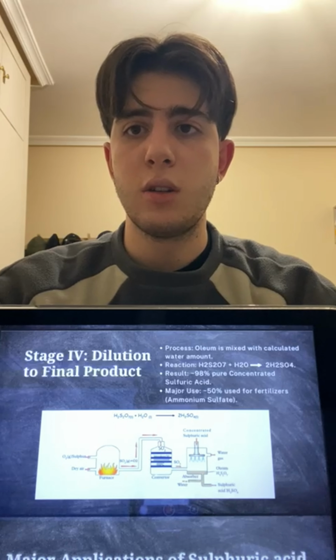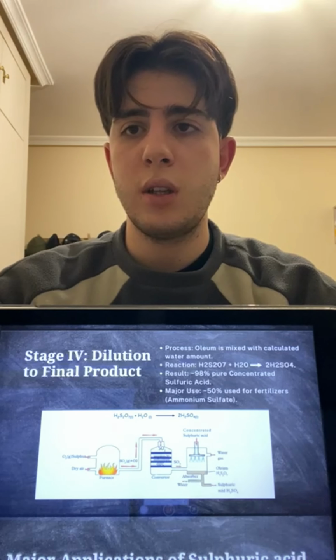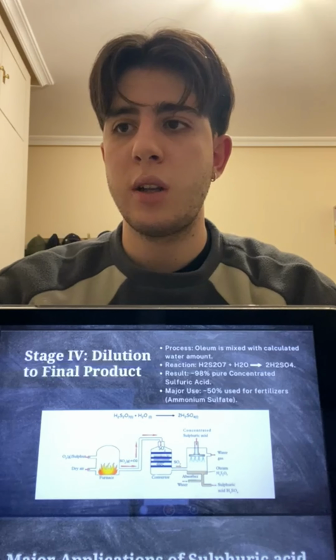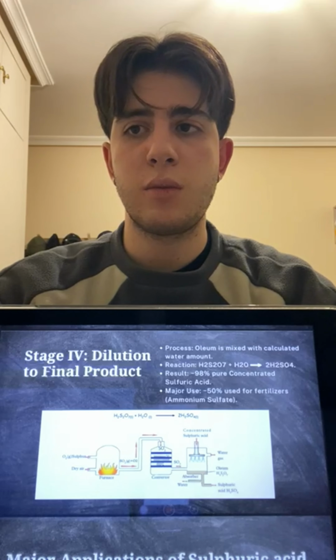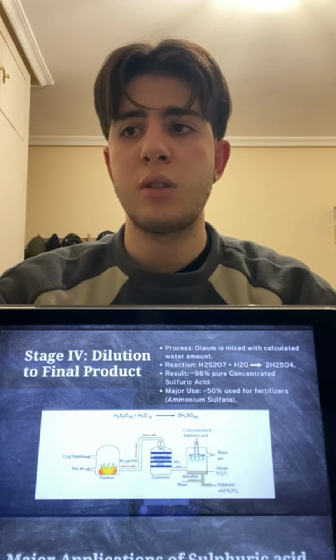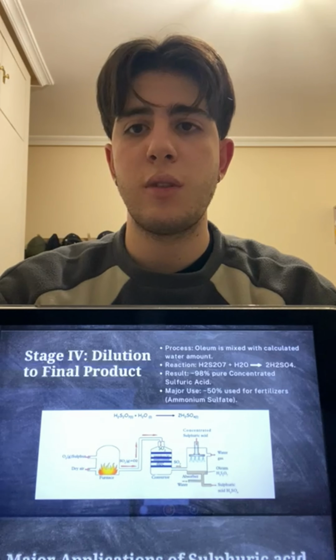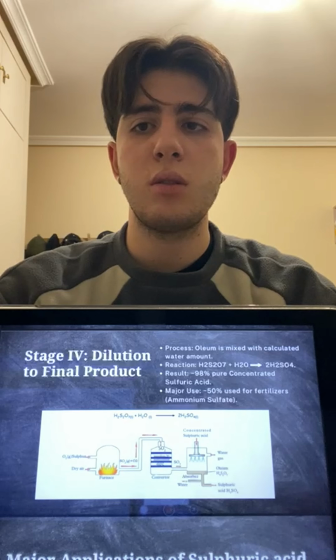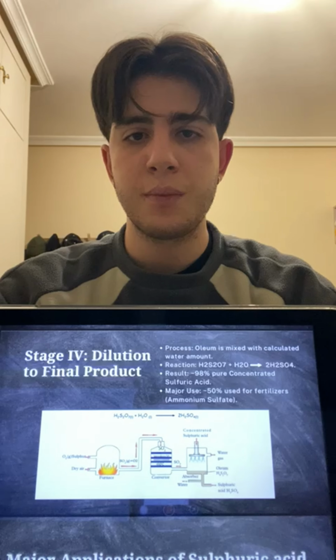Stage 4. Dilution of oleum to form sulfuric acid. Oleum produced in stage 3 is mixed with a carefully calculated quantity of water to give concentrated sulfuric acid. The acid obtained from this process is about 98% pure. About half of this goes directly into making fertilizers, like ammonium sulfate, which helps feed the world. The rest is used to clean steel, refine oil, and act as an electrolyte in your car battery.